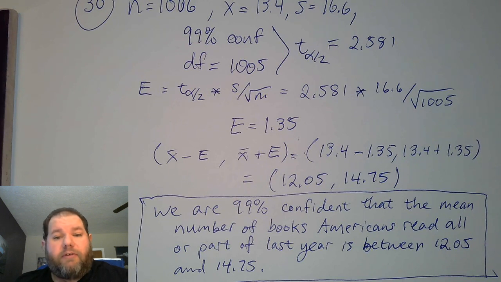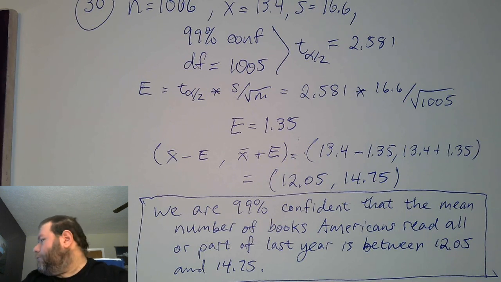What does this confidence interval represent? This is our interpretation now. Anyway, are there any questions on this?